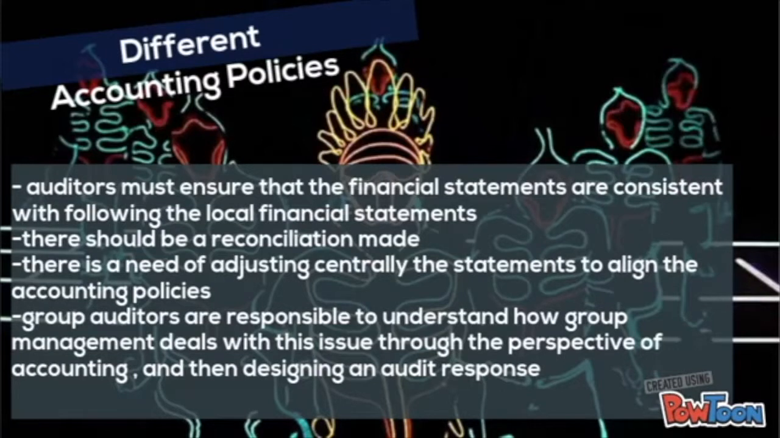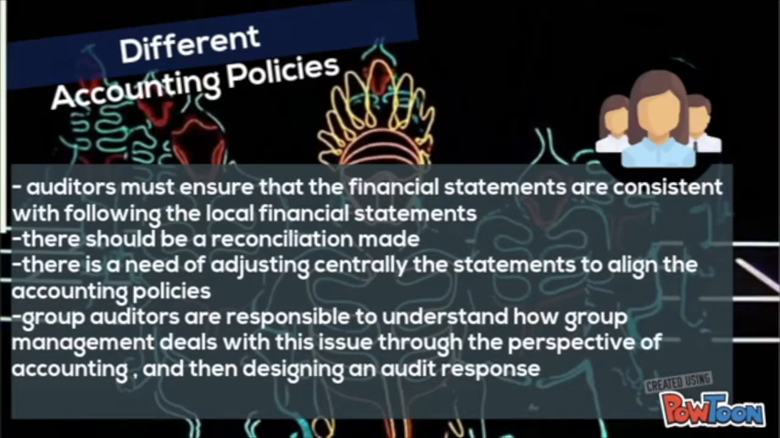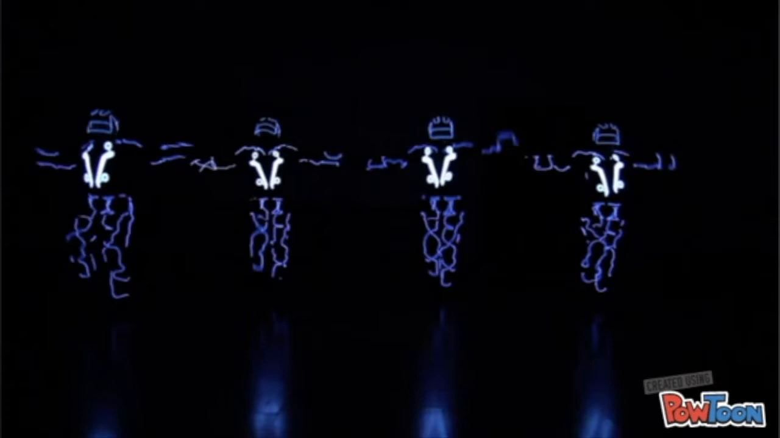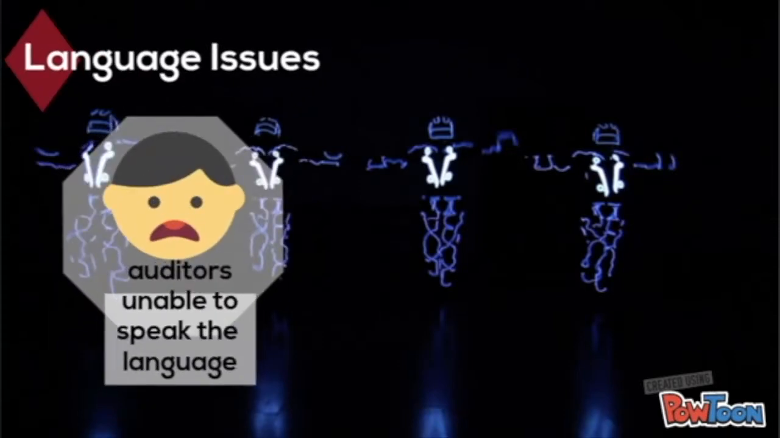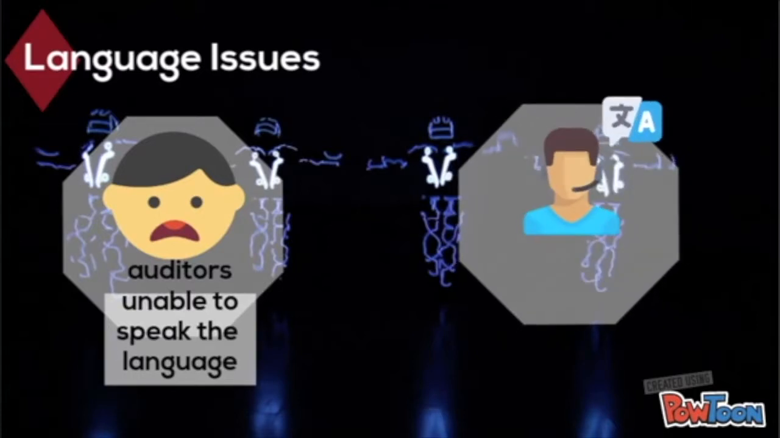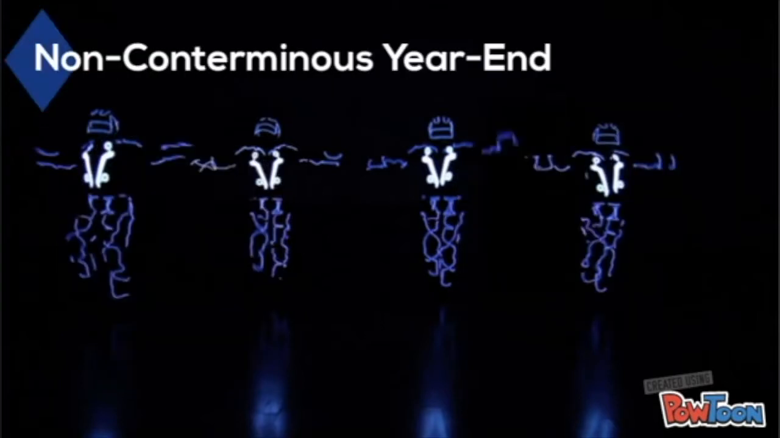Group auditors are responsible to understand how group management deals with this issue through the perspective of accounting, and then designing an audit response that reflects this. Third, there may also arise the issue of language issues. In this case, where auditors are unable to speak the preferable language fluently, it is advised that a translator is engaged during the audit.